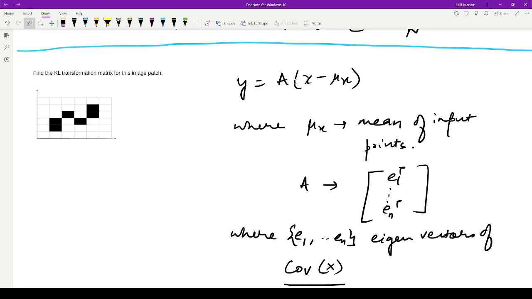Anyone? Why do you need the KL transform? What is the core idea? Why do we need this? Not just another transform. Dimensionality reduction. That is, you use a similar thing. You use the covariance matrix in PCA to reduce dimensionality, which is fine. Anything more?